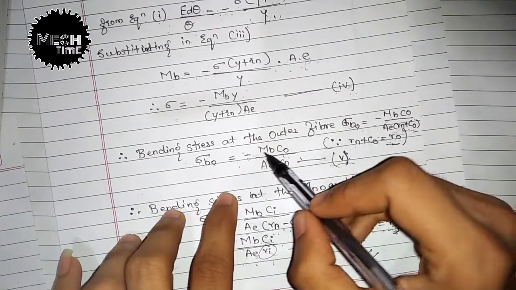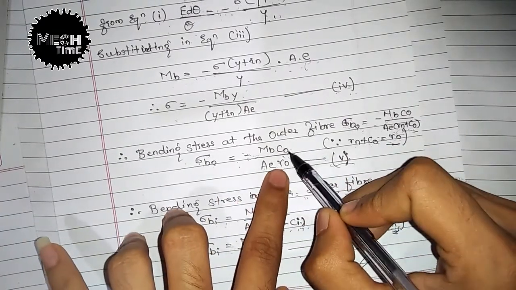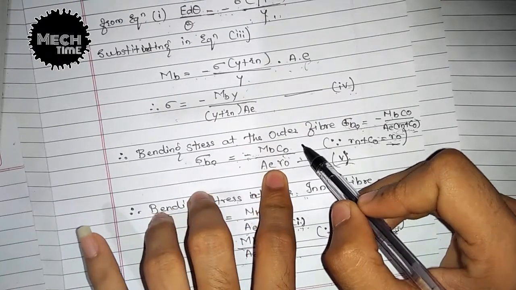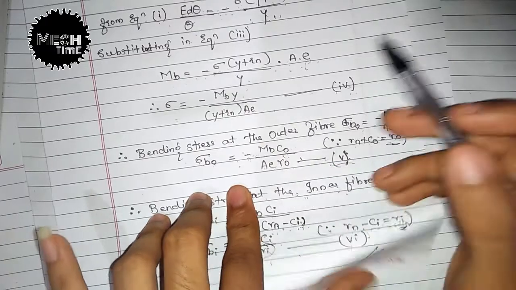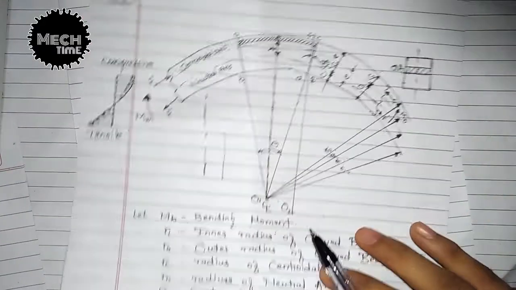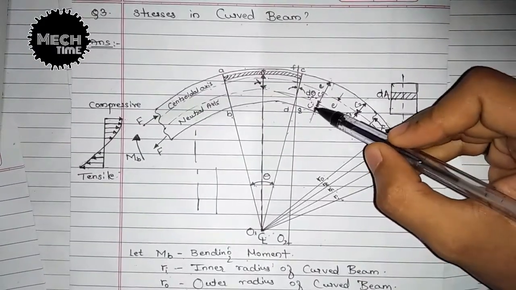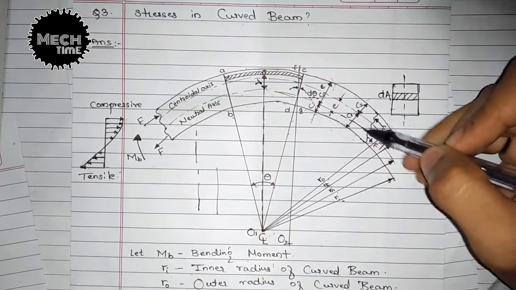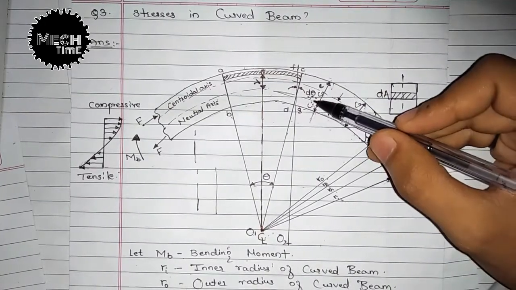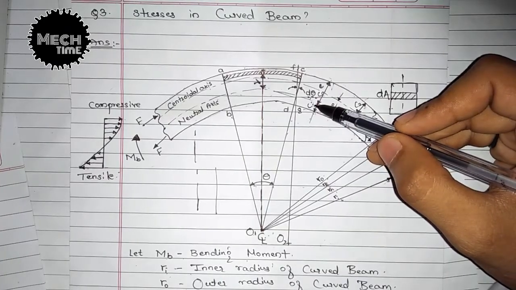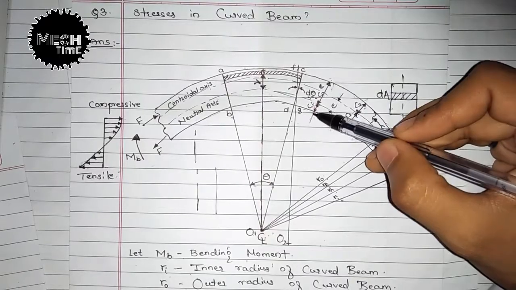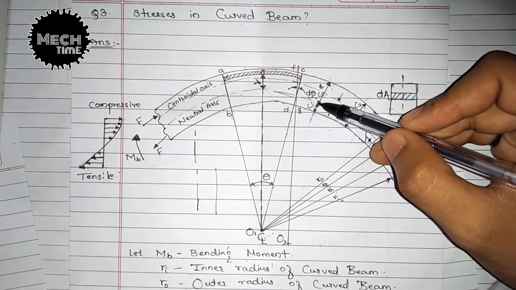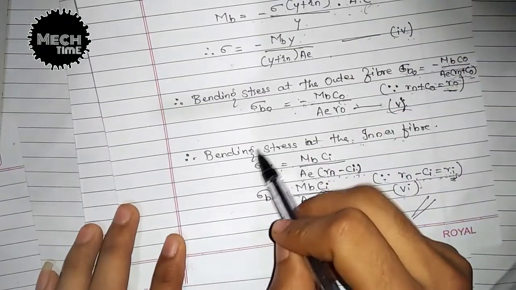Okay, so CO is nothing but the distance from the neutral axis to the outer fiber, so it is a compressive stress, as I have taken the negative sign. So distance CO, you can see here, this is CI, this is CO. Okay, so this is C1, C2. So CO is nothing but the distance from the neutral axis to the outer fiber. Similarly, CI is nothing but the distance from the neutral axis to the inner fiber. I'll show you, see here.